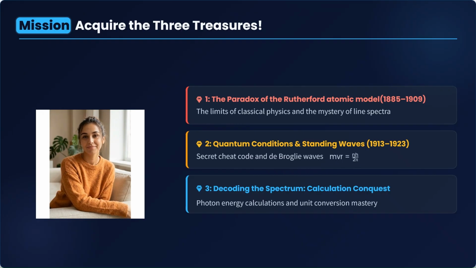Treasure number 3, the key to decoding spectra, a problem hack. You will master how to use equations from the data booklet to calculate the exact wavelengths of light emitted by atoms. Once you get these, even boss-level questions about the atom will turn into bonus stages to farm XP.